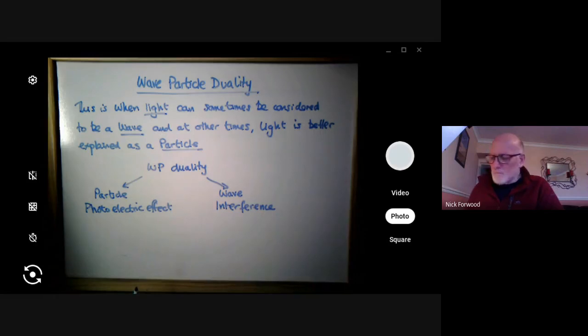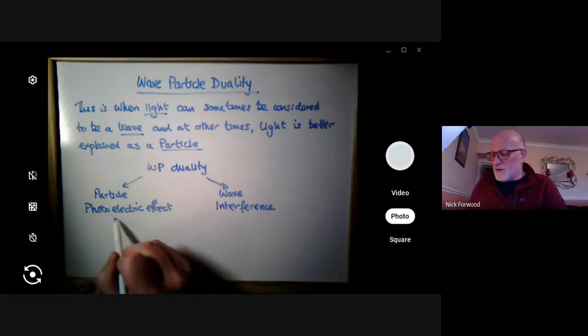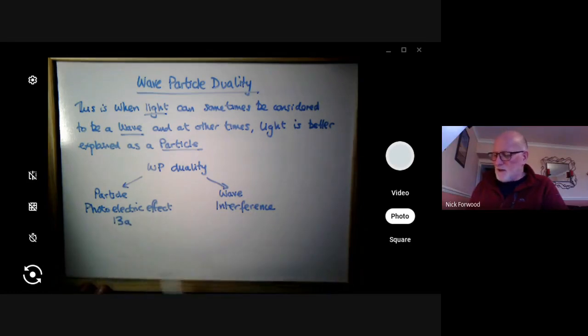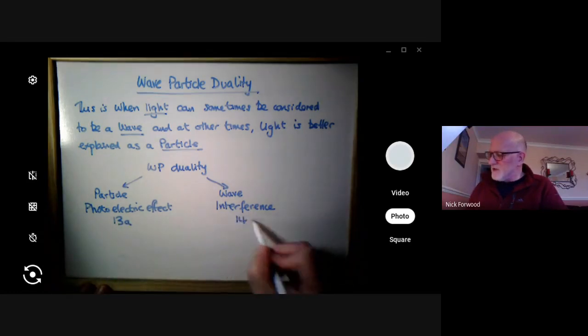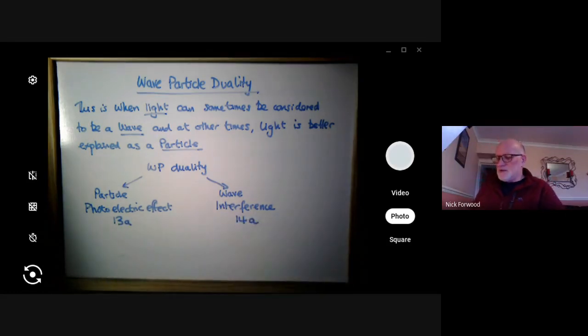So I'd like to say that there are two learning outcomes, and if you're looking in the boat book, one of them is learning outcome 13A, and the other one is 14A. And it would be a good idea if we actually said, what are the two learning outcomes that you need to know about? And I'm going to write them down.